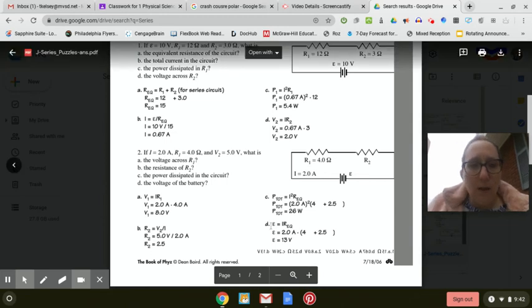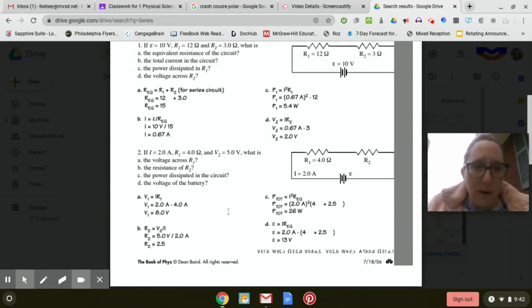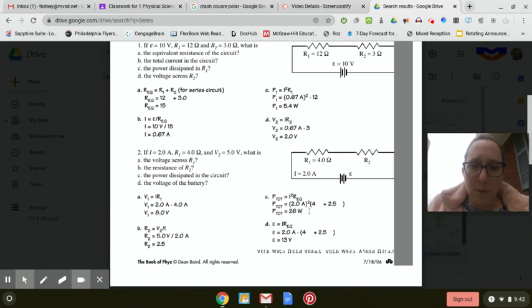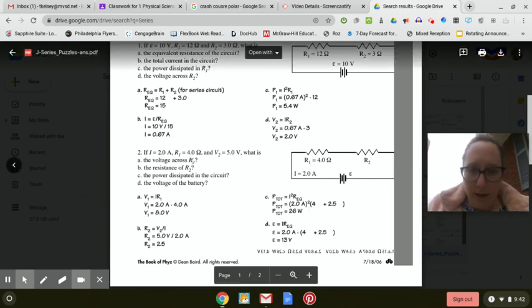C asks what the power dissipated is in the entire circuit. So the numbers that you're using here have to be for the entire circuit. They're using current because that's the same in a series circuit. And then they have to solve for the equivalent resistance of these two resistors, which you just add together. So you end up with 26 watts of power. D, they did this way, but we had already talked about it with A.